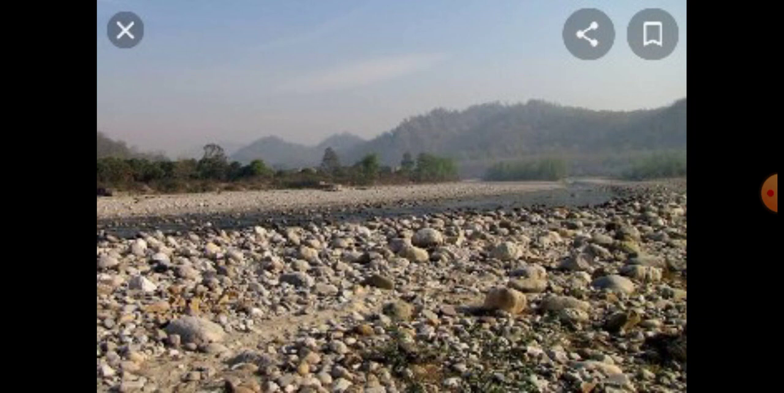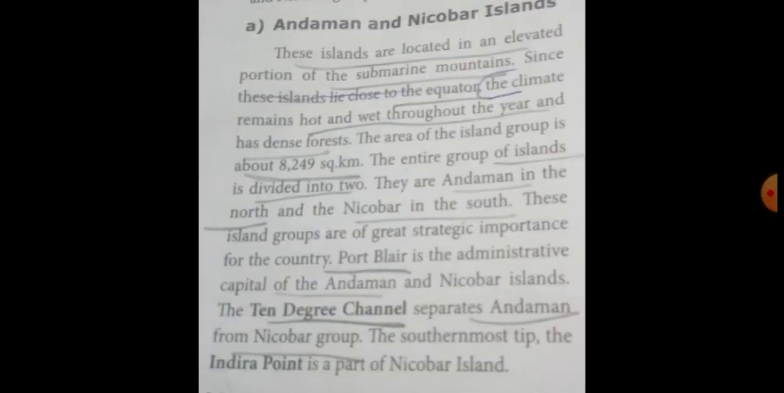Then next we are going to learn about the islands of India. India has two major island groups. How many major island groups are there in India? India has two major island groups. They are the Andaman and Nicobar Islands and Lakshadweep.